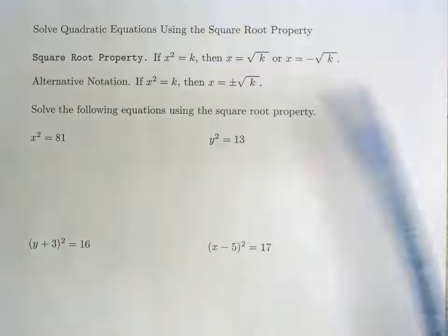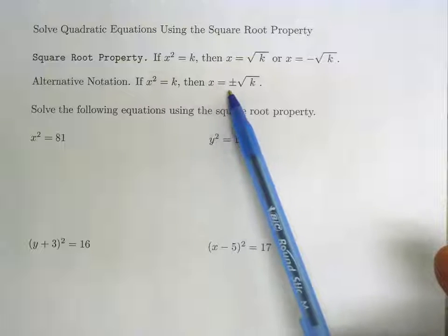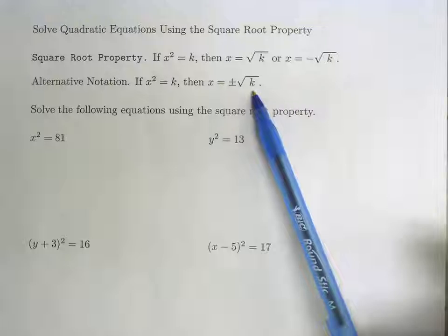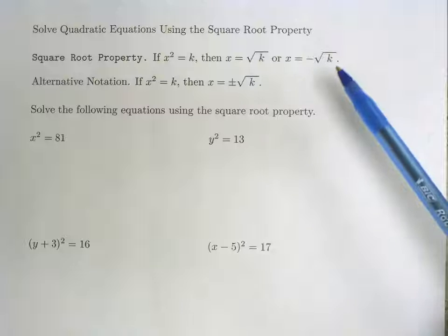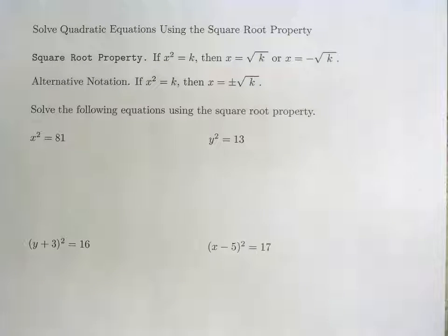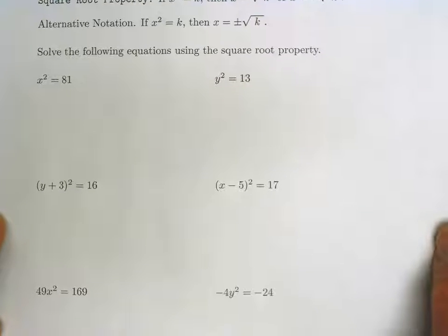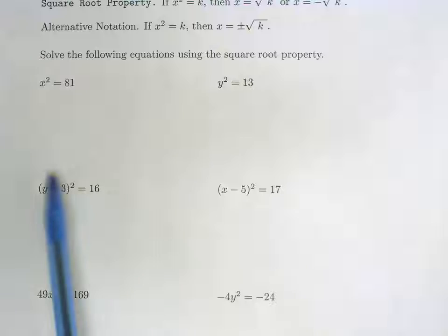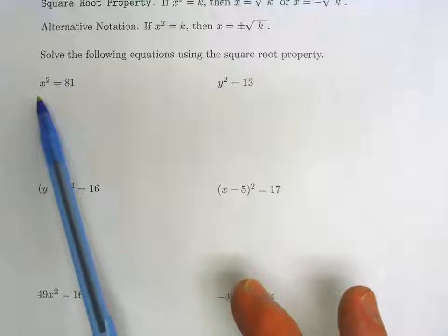So if you're saying that the solutions are positive and negative square root of k, then you can use the word and if you're just listing the solutions. Okay, so let's try out the square root property with some fairly simple examples to start with. And some of these you know just right off what the solutions are.